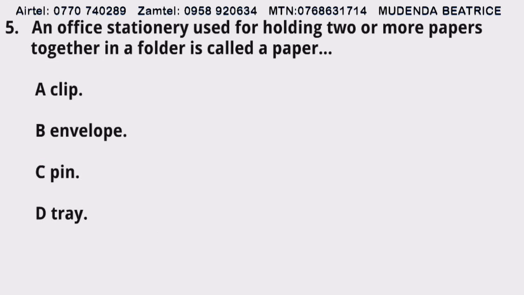Question 5 was as follows. An office stationery used for holding two or more papers together in a folder is called a paper dash. A. Clip. B. Envelope. C. Pin. D. Tray. So the correct answer is A.